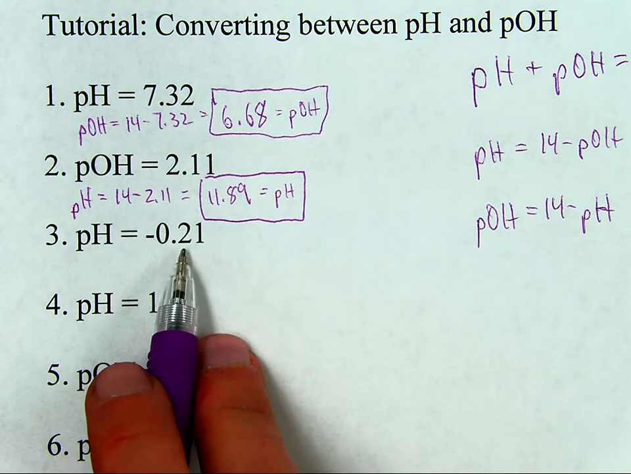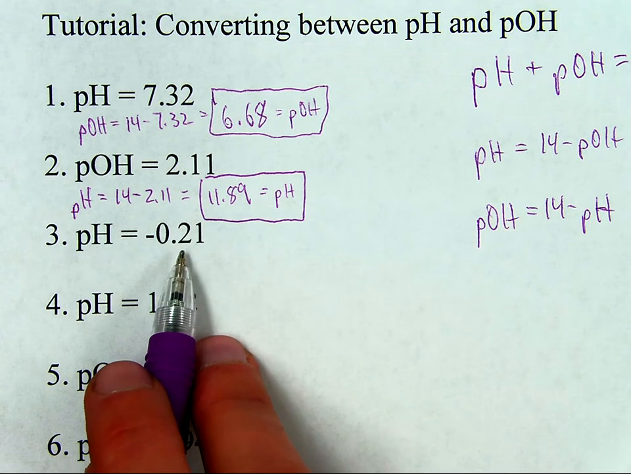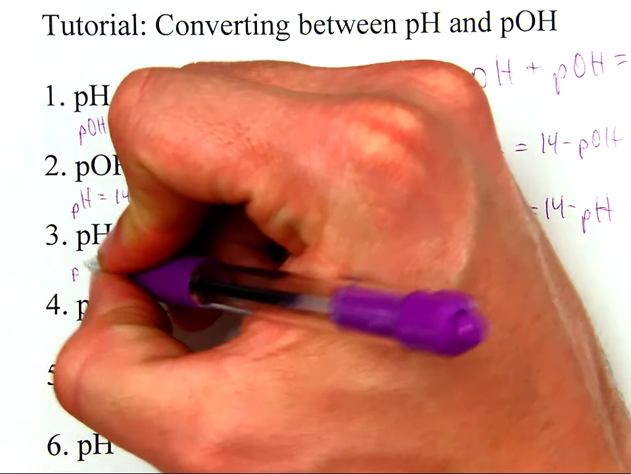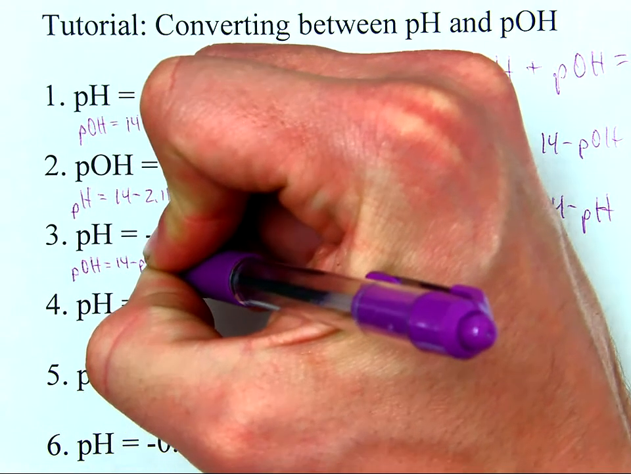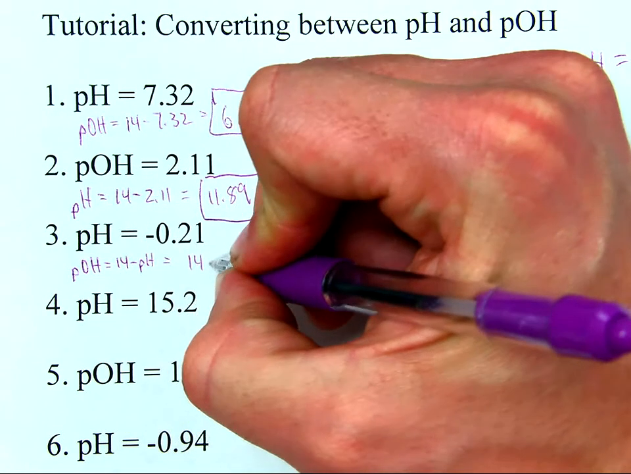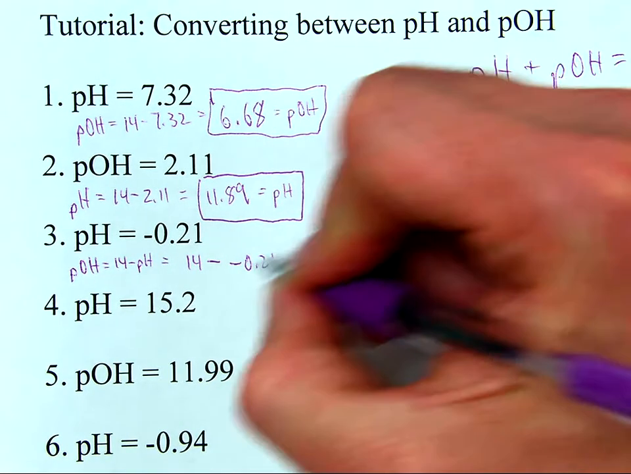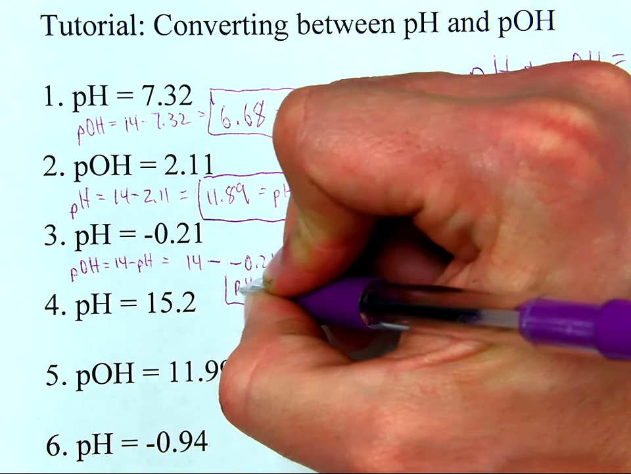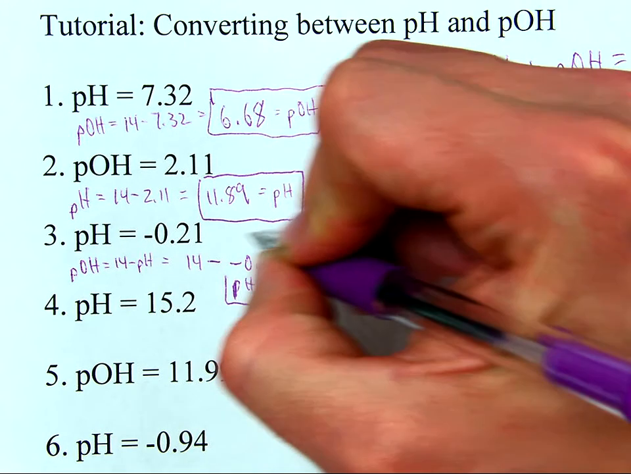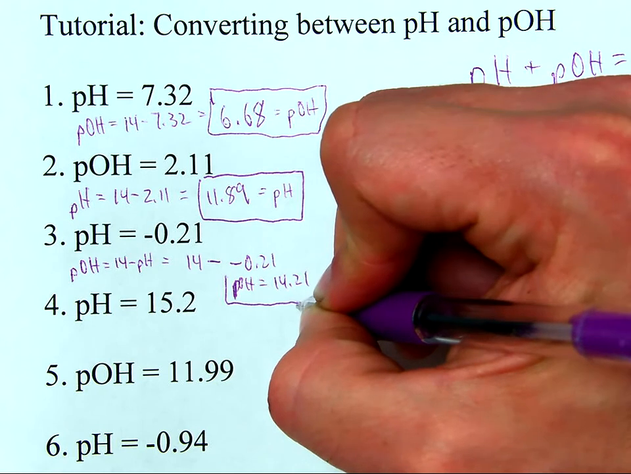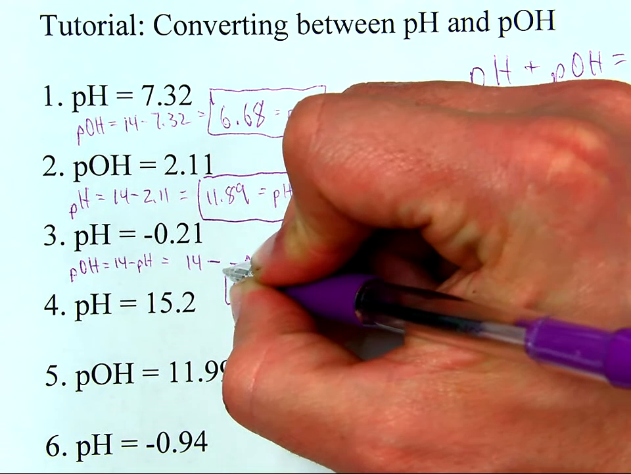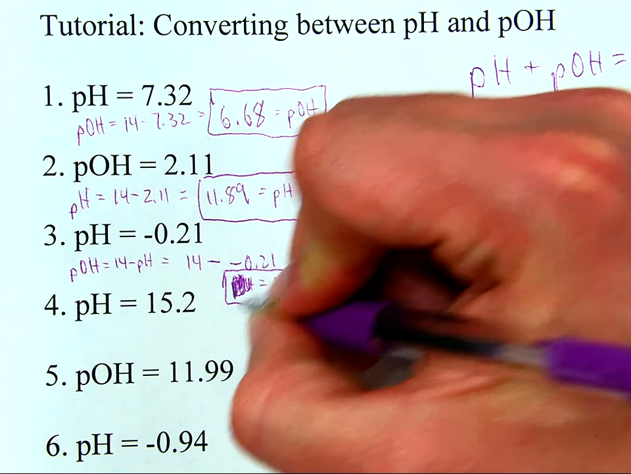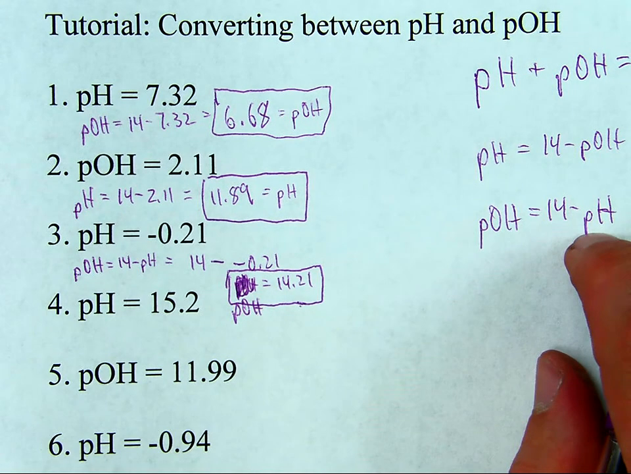Now, a pH can be negative. A very strong acid will give a negative pH. So, you treat it just the same as anything else. Okay, pOH equals 14 minus pH. That means 14 minus a negative 0.21. That means the pOH is 14.21. It's a pOH greater than 14. Such things are possible. So is it off the scale? Yeah, I suppose so, but such things are possible. pOH is equal to 14.21.